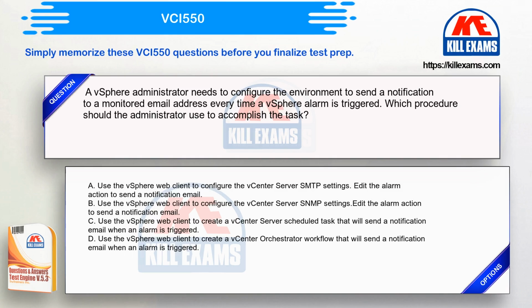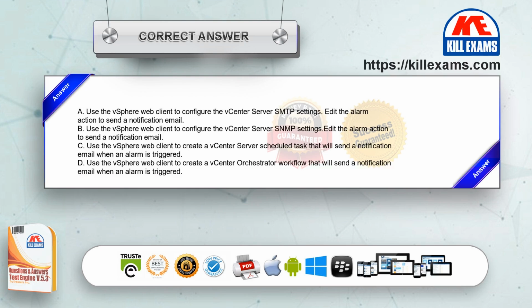Option B. Use the vSphere web client to configure the vCenter server SNMP settings. Edit the alarm action to send a notification email. Option C. Use the vSphere web client to create a vCenter server scheduled task that will send a notification email when an alarm is triggered. Option D. Use the vSphere web client to create a vCenter Orchestrator workflow that will send a notification email when an alarm is triggered. The correct answer is option A.